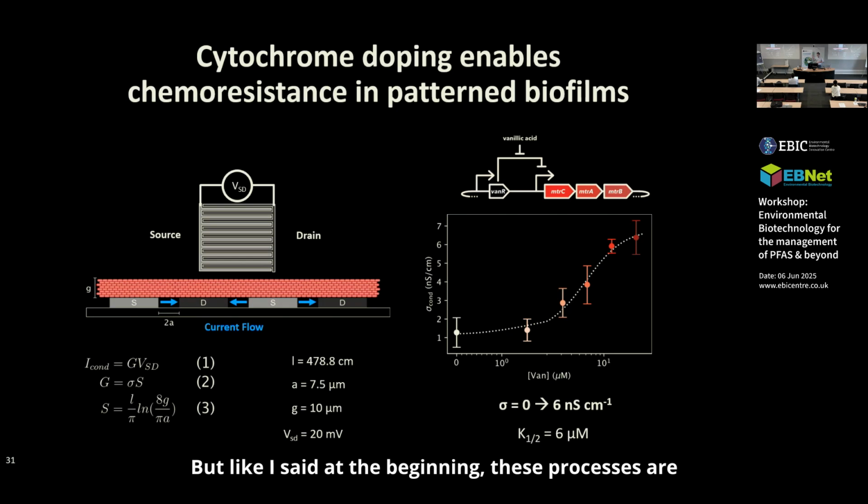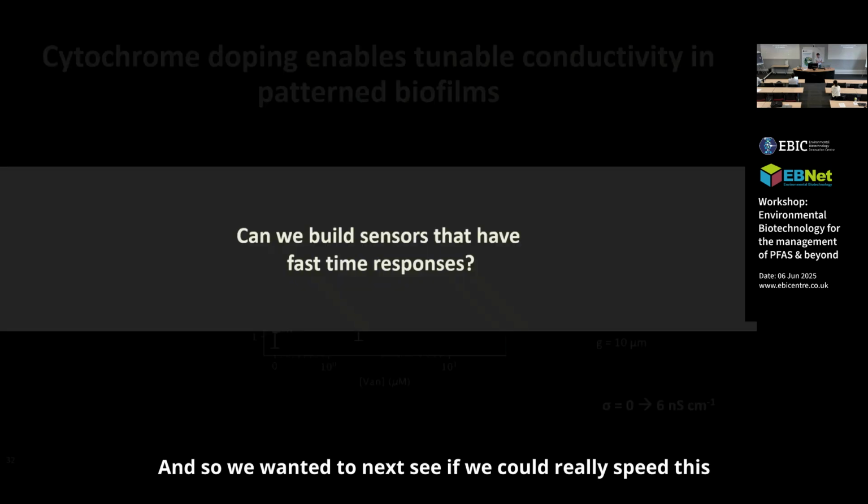But like I said at the beginning, these processes are rather slow. So what I'm not showing you here is that it takes 16 hours for these cells to grow on this biofilm in the presence of this molecule. That's not a very fast sensor, right? It's quite slow. And so we wanted to next see if we could really speed this process up. Could we build sensors that actually have very quick time responses?